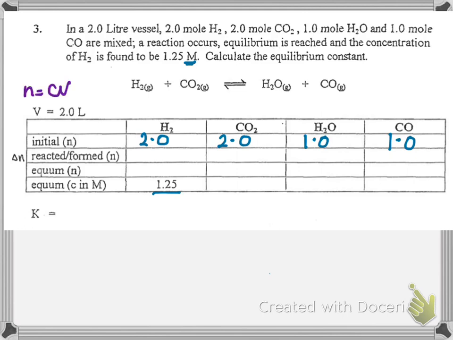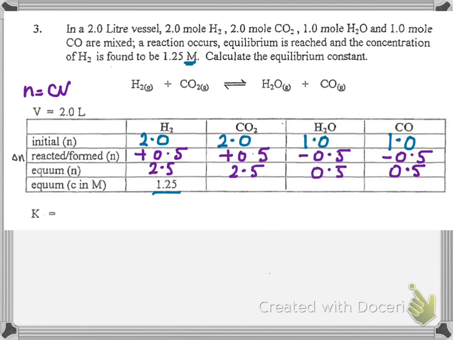We do need the number of moles of everything because we need to look at the change in number of moles. So remember n equals CV. The volume in this case is 2. So you need to multiply that by 2. So the equilibrium number of moles of hydrogen would be 2.5. Therefore the change is plus 0.5. CO2 will go up by 0.5. The two products will go down by 0.5. They're all in a 1-to-1 to 1-to-1 ratio.